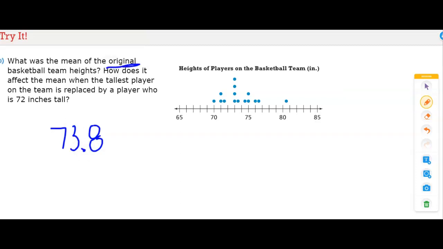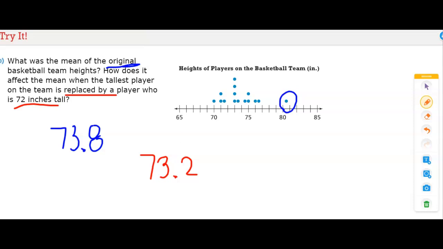And then now that this player moves away and is replaced by that other player that's 72 inches tall, you still add the numbers up, but now you're including that 72 instead of that 80 and 5/10 player. Add them all up, divide by the 15, and you get 73 and 2/10. So 73 and 2/10 when the team is replaced by a player who is 72 inches tall.